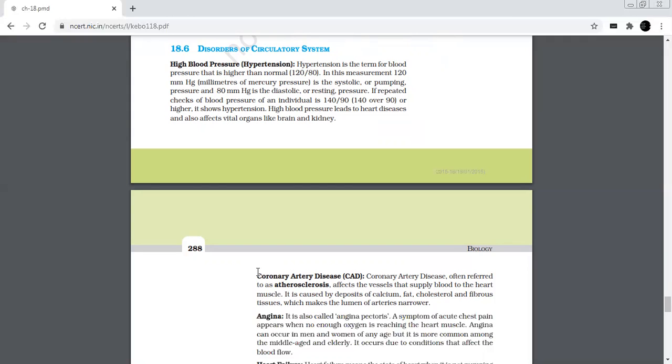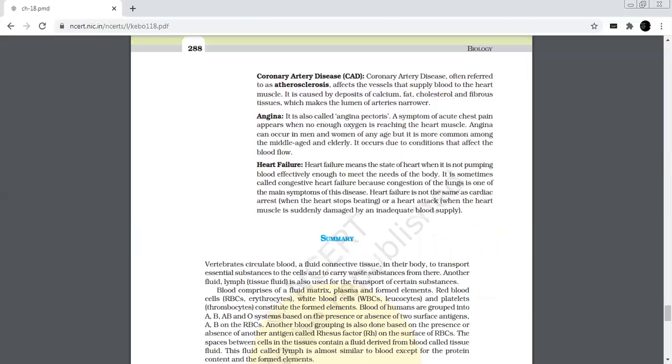What is angina? Oxygen does not reach the heart muscle. It occurs in both men and women of any age, but seems to be more common among middle-aged and elderly individuals. The symptom of acute chest pain occurs in individuals suffering from angina. Heart failure is the condition of the heart when it fails to pump blood. So these are all disorders of the heart.